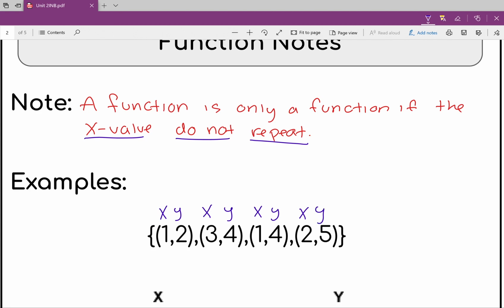So when we're looking at a function like this, we have to see if any of the x values repeat. So I'm going to go ahead and circle all of my x values. So I have a 1, a 3, a 1, and a 2. Notice that these ones right here and here repeat, so that means this is not a function. So not a function. It would only be a function if the x's did not repeat.